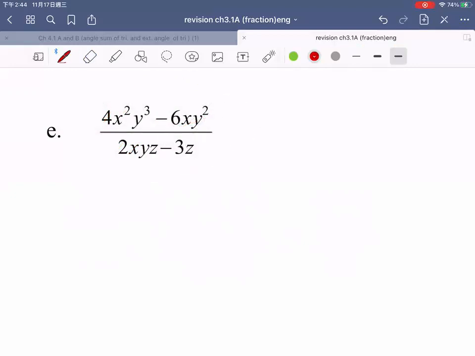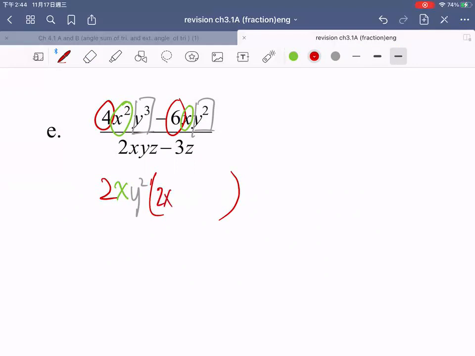So we take our common factor first. 4 and 6, of course, 2, they are even numbers. So x squared and x, you give x taken out, and you have y cubed and y squared, with y squared, and you have brackets 2xy minus 3, no more.